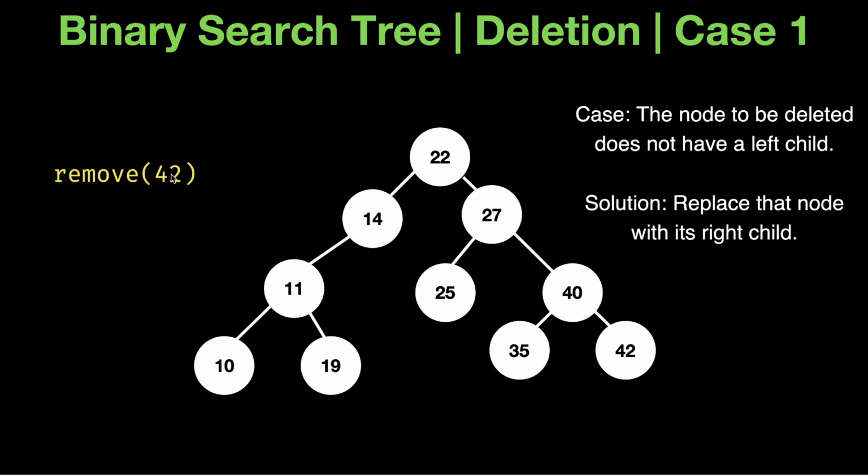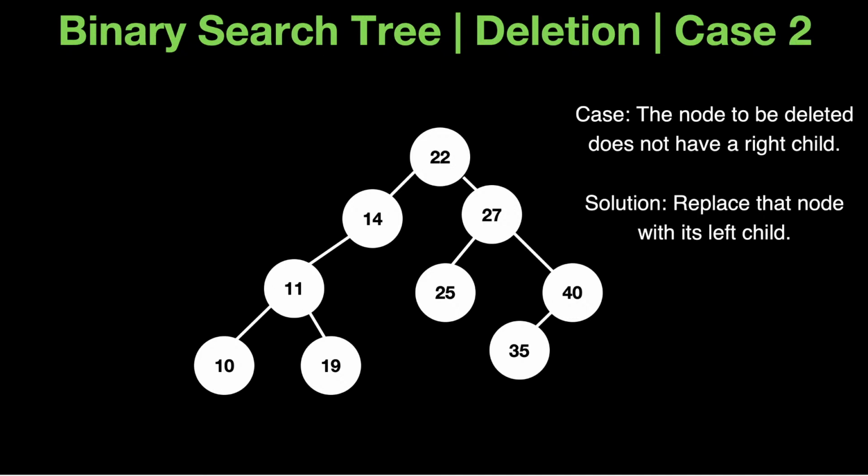Let us see another example. Remove 42. If we see the node 42, 42 does not have a left child, right? The node to be deleted does not have a left child. In that case, we just replace that node with its right child. But in this case, the right child is also null. It is empty, so in that case, we can just delete and then it is okay. We can move forward.